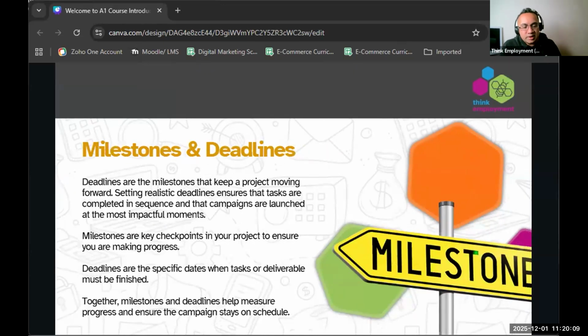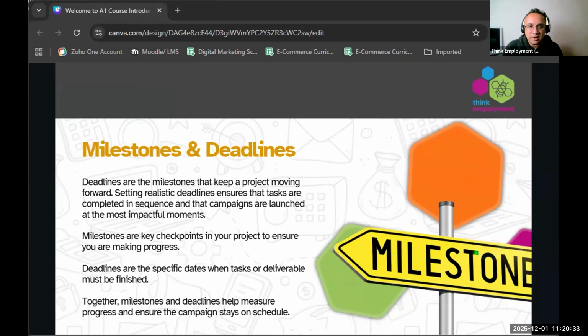Milestones. So within the timeline, you're going to have milestones, and obviously you can have deadlines as well. The deadline is not going to be right at the end. It's also going to be in between, where you have different phases of your project cycle. They will have their own deadlines. So deadlines are the milestones that keep the project moving forward. So you're always hitting those milestones or deadlines.